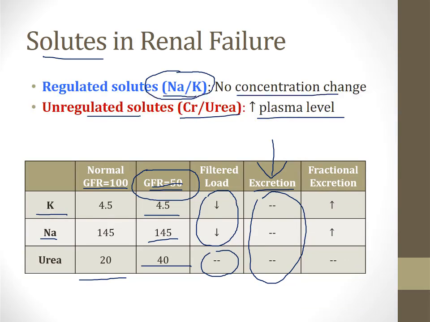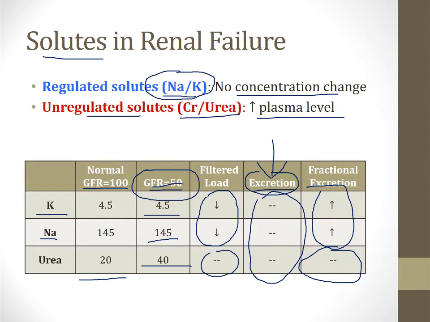And what about the fractional excretion? The fractional excretion is the excretion rate divided by the filtered load. The excretion rate has not changed and the filtered load has fallen for potassium and sodium. Therefore, the fractional excretion has gone up. In other words, the kidneys are excreting much more of what they filter because they are filtering less. In the case of urea, there's been no change in excretion rate, no change in filter load, so the fractional excretion has not changed. Make sure you go through this carefully and understand everything on this slide.